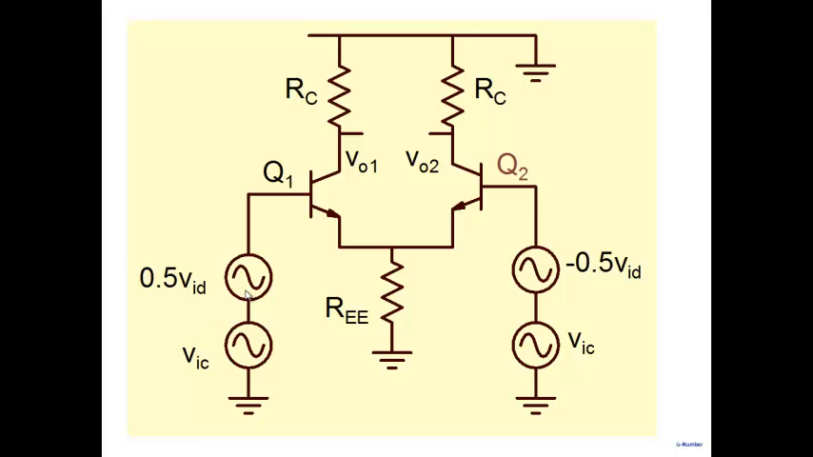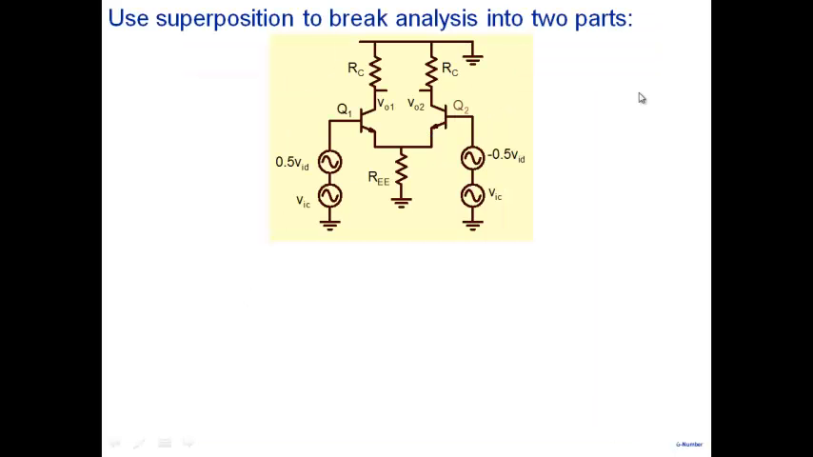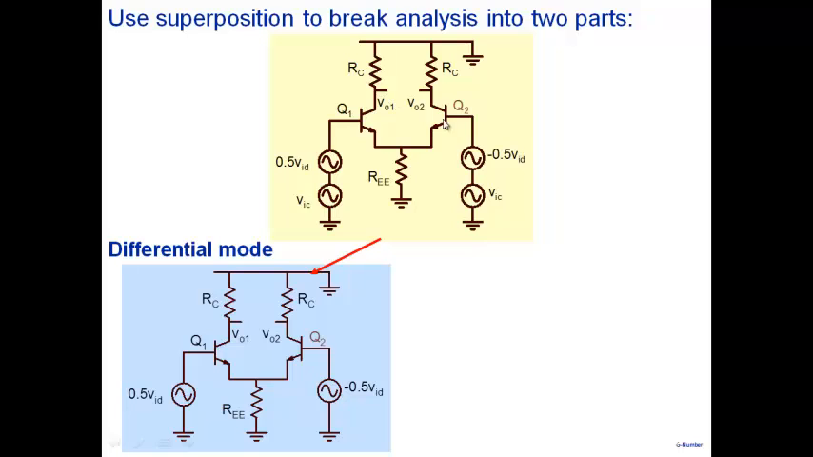Now, this is the differential amplifier in the small signal condition, and we are going to replace it by two circuits. Remember, under small signal condition, this is a linear amplifier, and when you have a linear system, you can use superposition. Eventually, our interest is in finding V01 and V02, the small signal values of these two voltages here. We can do that by using superposition.